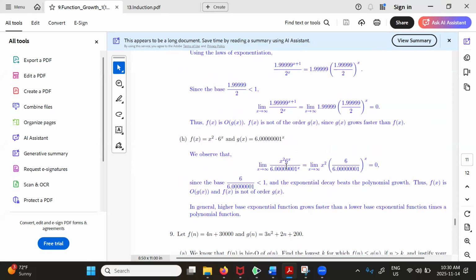Now this is a good question. Even if I multiply an exponential by a polynomial, it doesn't really matter. The bigger base is going to be the big O. Okay, it could be x cubed here.